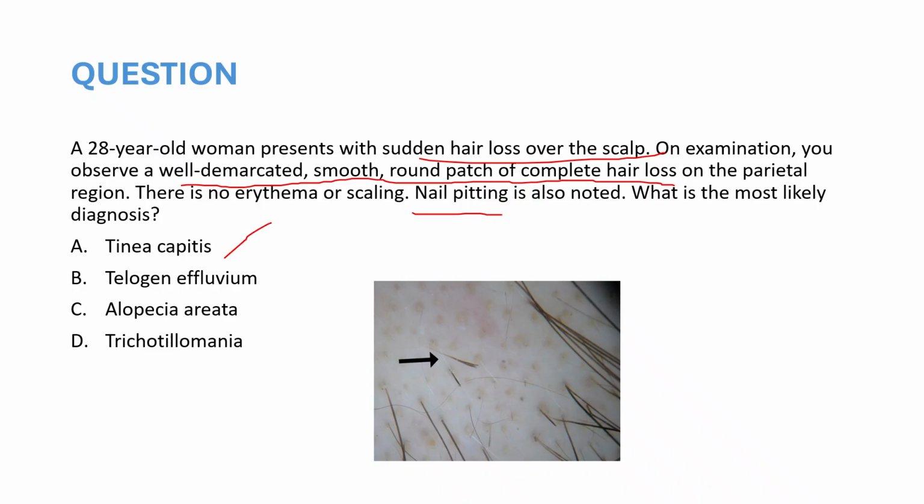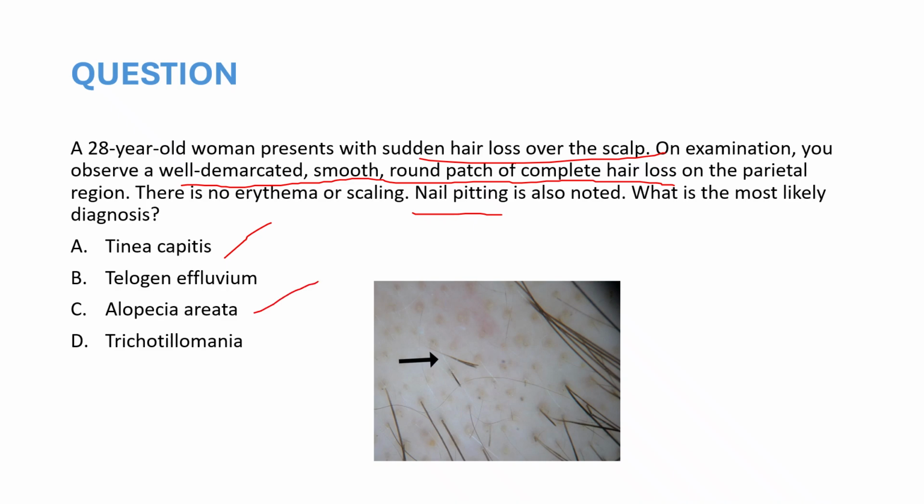Tinea capitis, usually there will be scaling, right? Because it's a fungal infection, there can be scaling. So it's a scarring like alopecia. It can be non-scarring also, but when you just hear tinea capitis, it can be extensive scaling and scarring. Telogen effluvium and anagen effluvium, that is also loss of hair in different stages of the hair growth. We'll discuss that in a while.